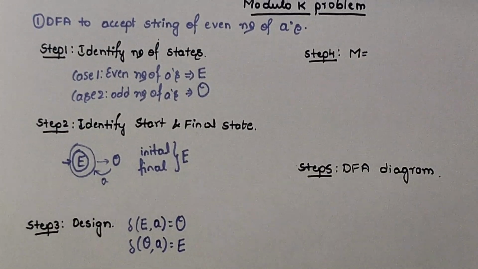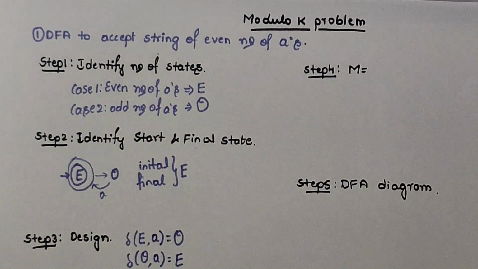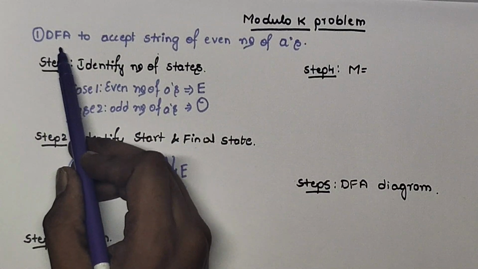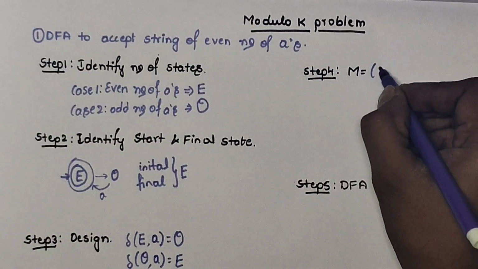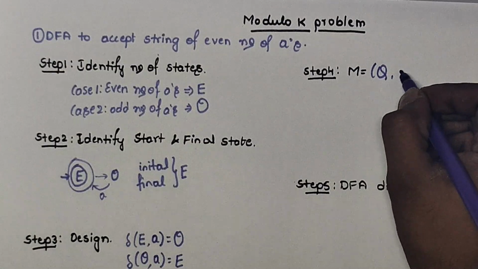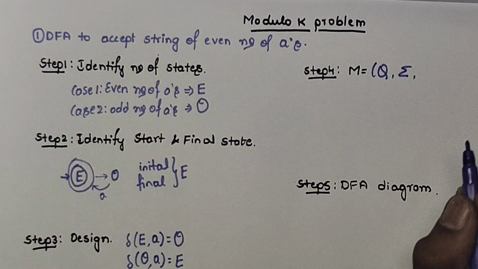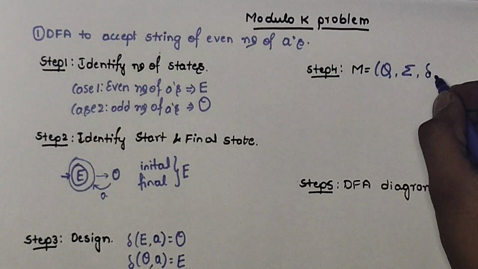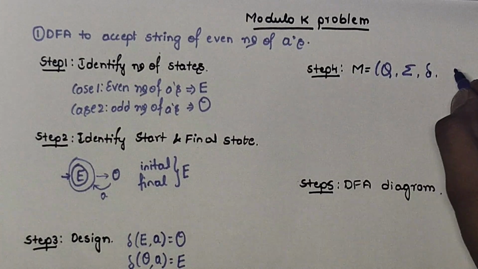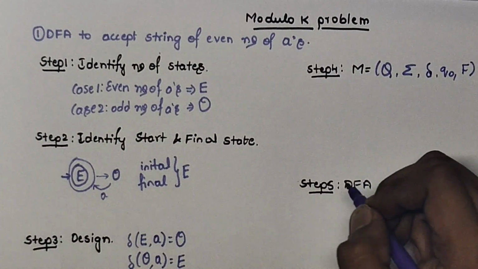In the fourth step, we will be representing the tuples used in the DFA. We represent the DFA, that is deterministic finite automata, using the 5 tuples. First one is Q, which represents the set of states. Sigma represents the input symbols used to move from one state to another. Delta represents the transition function. Q0 is the initial state and F is the final state. So now let's write all of them.